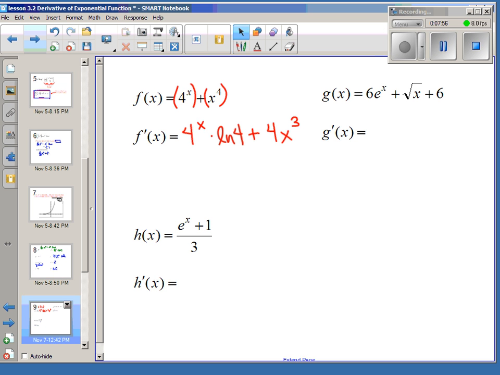For g of x here, we have a couple different rules again that we're going to be using, but let's rewrite this so we don't have a square root of x. We can rewrite it as an exponent first. So it's 6e to the x plus x to the 1/2 plus 6.